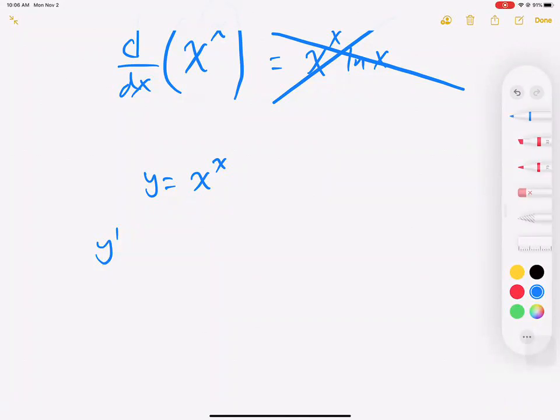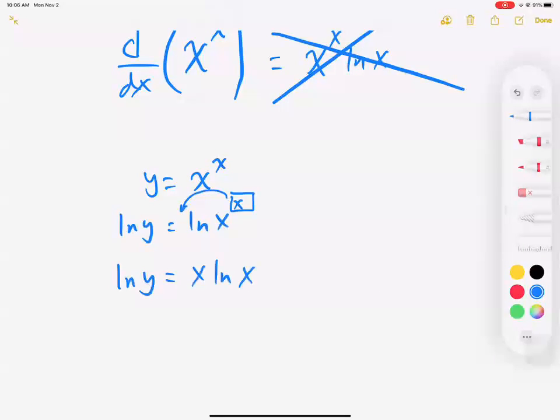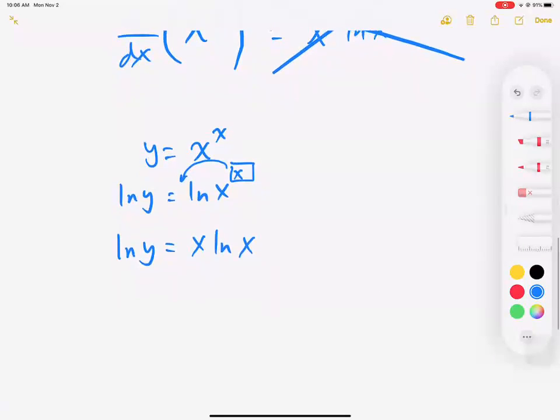So here we go. If I natural log both sides, what does natural log do to all exponents? It brings it to the front. Natural log of y equals x ln of x. And this is actually a trick, you could say. This is the gimmick. You need to know how to solve these variable to the variable exponents.